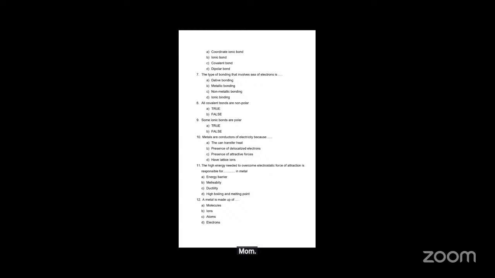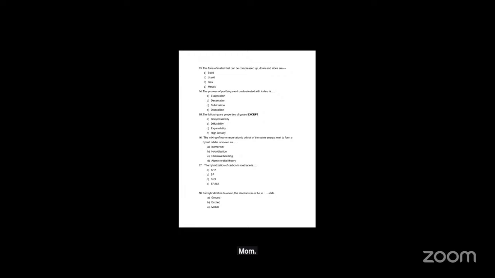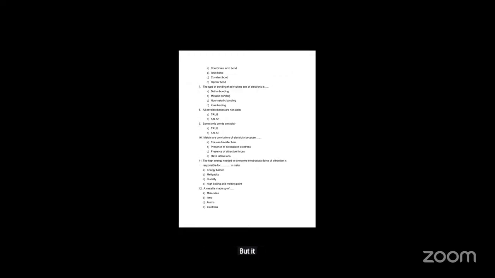Number 21: all ionic bonds are polar. Number 13. Wait, you didn't answer number 9. Number 9, all ionic bonds are polar.